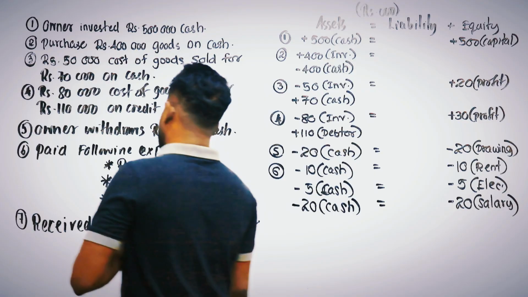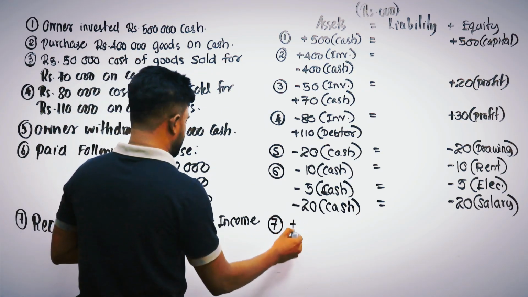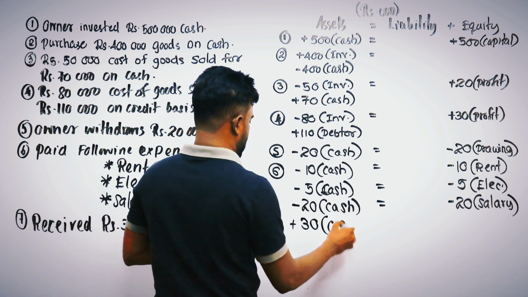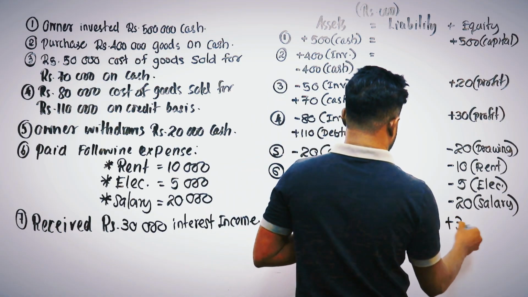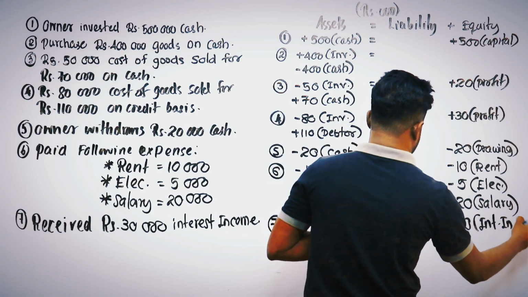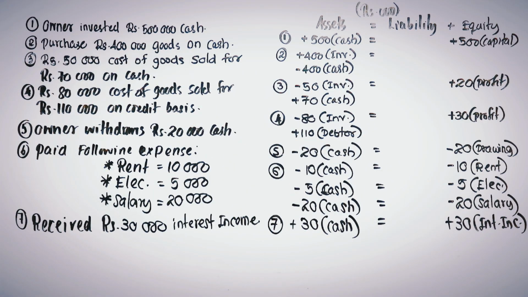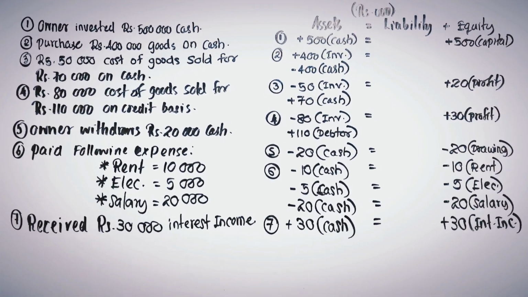Here, received rent income, cash asset increase, right. Equity increase 30,000, interest income, right. Try to record, no need to get totals, just record it and tell me. Record again.